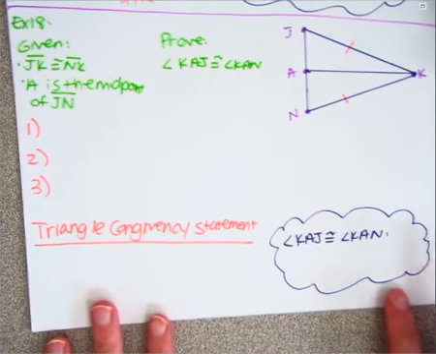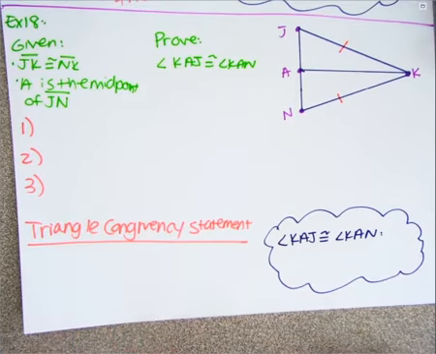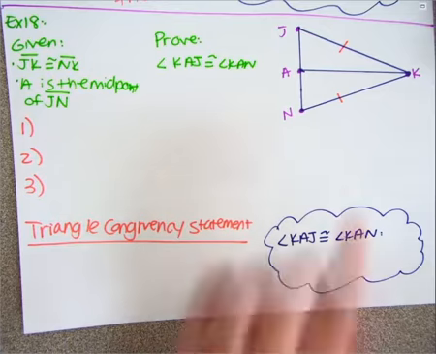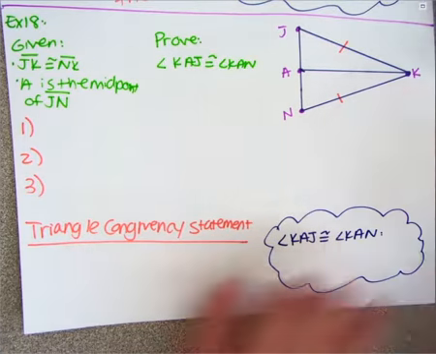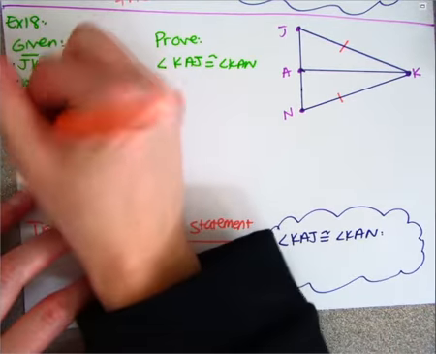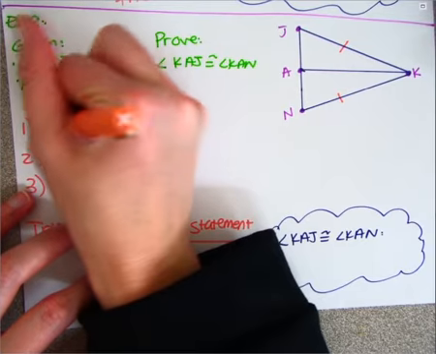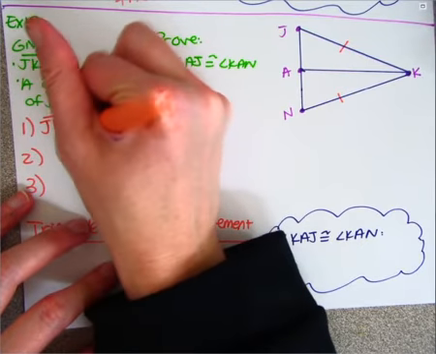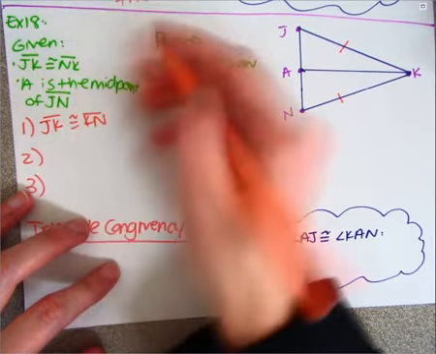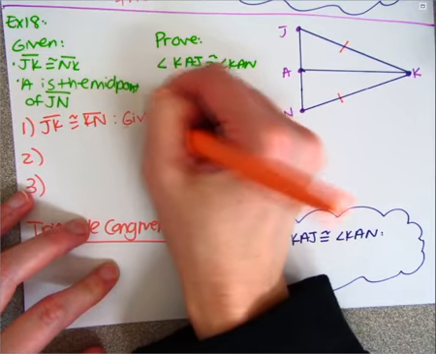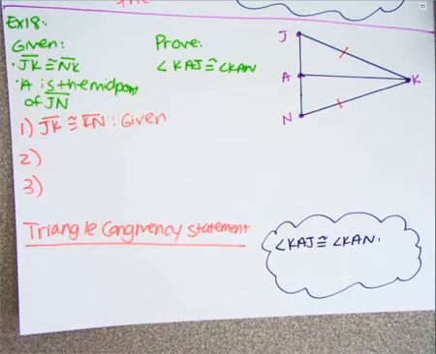So let's see, you guys. Okay, so I'm given that JK is congruent to KN. So that's my first thing. So JK is congruent to KN, and I know because it was given to me. Yay. All right, I also know from my given that A is the midpoint of JN.